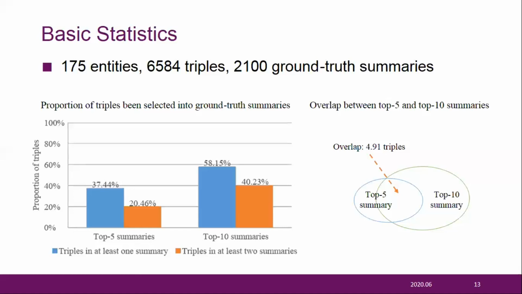We may also be curious about the overlap between the top 5 and the top 10 summaries created by the same user for the same entity. The mean overlap is 4.91, which is quite close to the size of top 5 summary, showing that the top 5 summary is usually a subset of the top 10 summary.